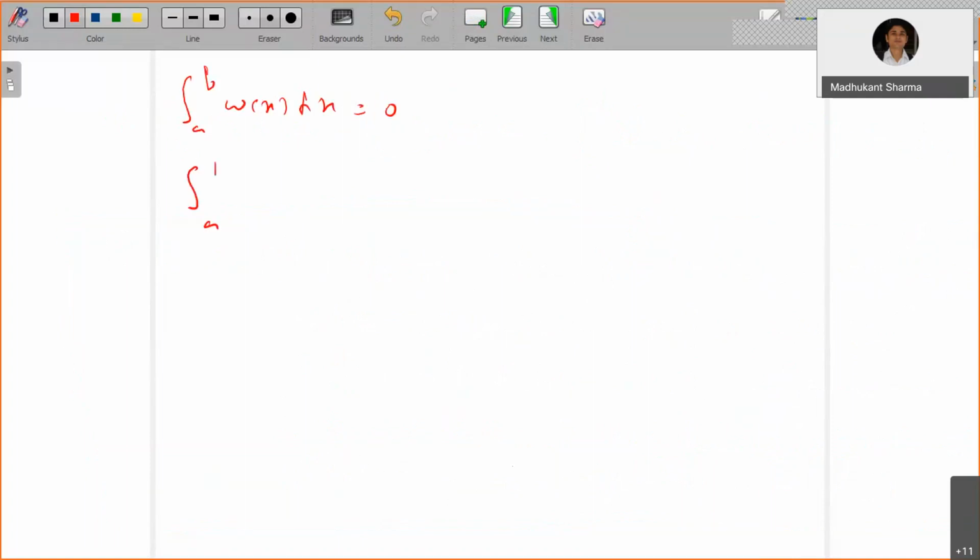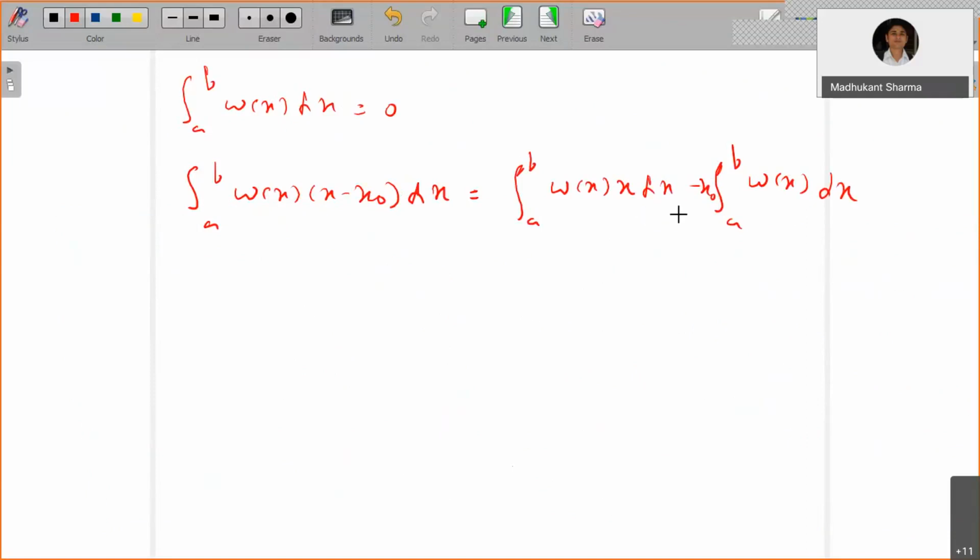Similarly, integration a to b, w of x times x minus x naught dx is equal to integration a to b, w of x times x dx minus integration a to b, w of x times x naught dx. Now both integrals are 0 because w of x times x to the power j is 0 whenever j is 0 to n. So both integrals are 0, so that turns out to be 0. You can proceed in the same manner, integration a to b, w of x times x minus x naught times x minus x1 dx.